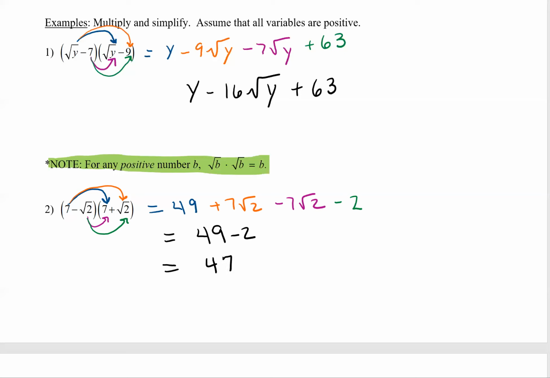All right. You will notice that when we multiply two binomials together, our answer is an integer. The square roots are eliminated. 7 square root of 2 minus 7 square root of 2 is 0. So this is a very important concept. Notice that the two parentheses are the same, except the sign of one of them is negative and the other one is positive.